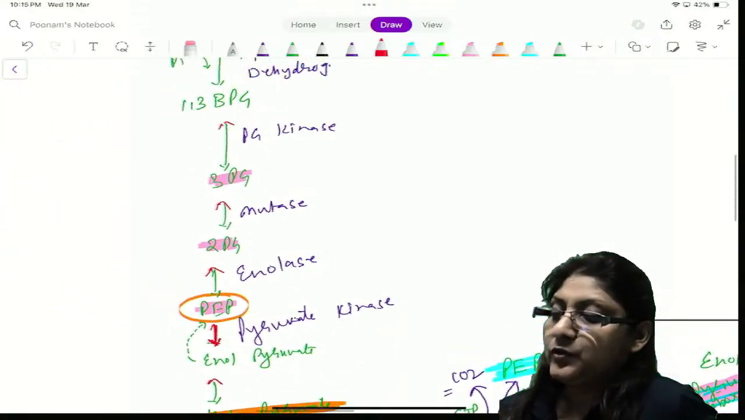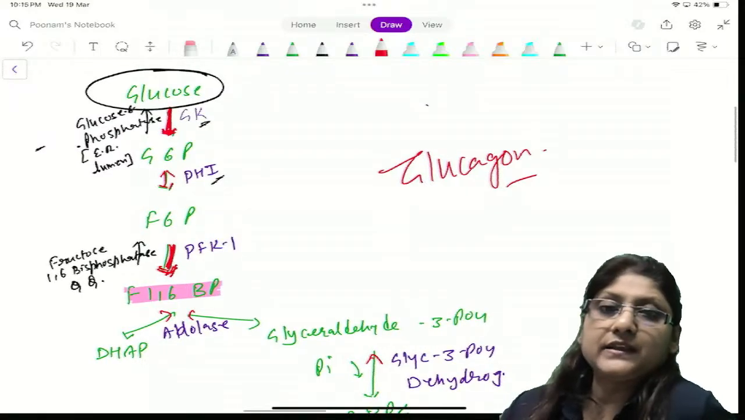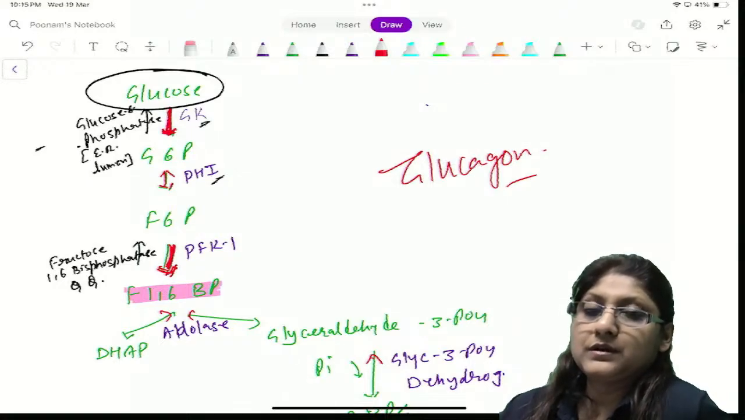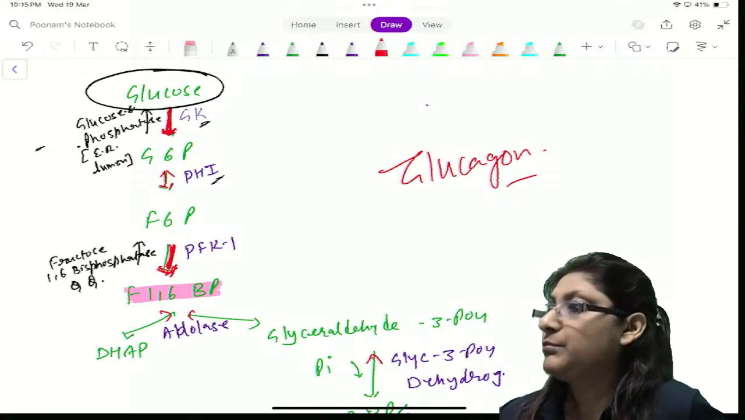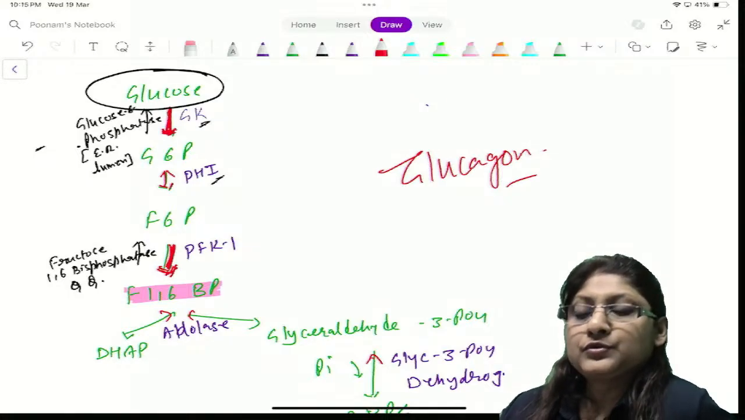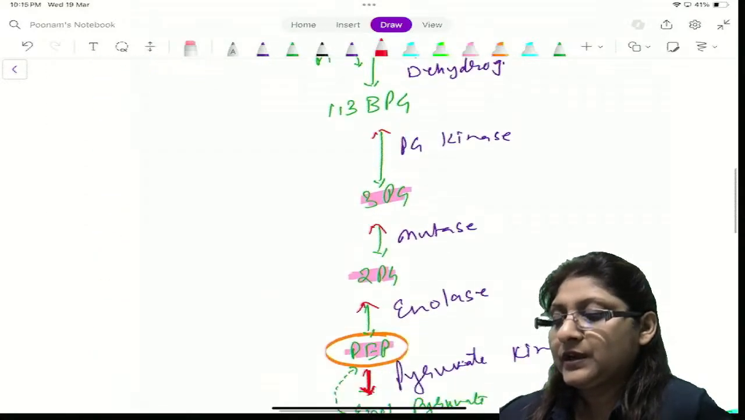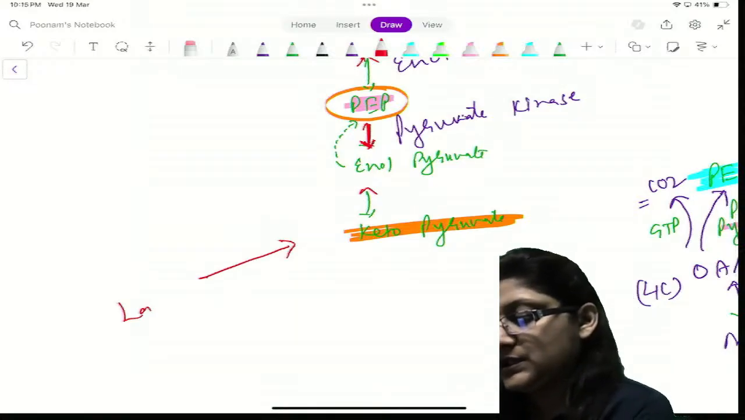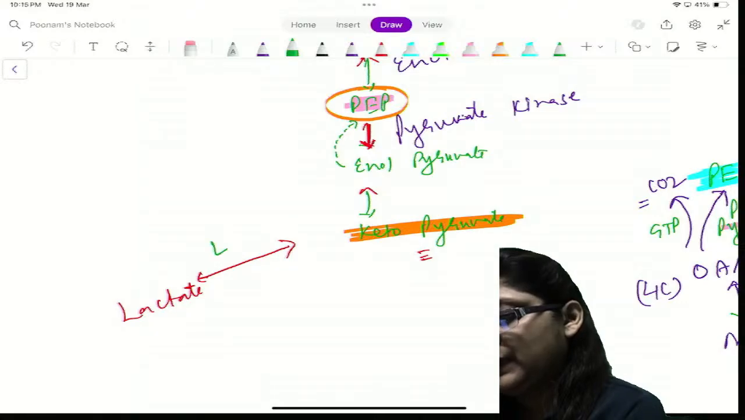So I have told you how pyruvate makes glucose. If somebody asks that during exercise the muscle is producing lactate by anaerobic glycolysis, and that lactate diffuses to the blood, how is it making glucose in the liver? You must remember this skeleton from pyruvate to glucose, and you can just add one line: if the starting material is lactate, first of all, that lactate needs to convert itself to pyruvate by the enzyme lactate dehydrogenase.